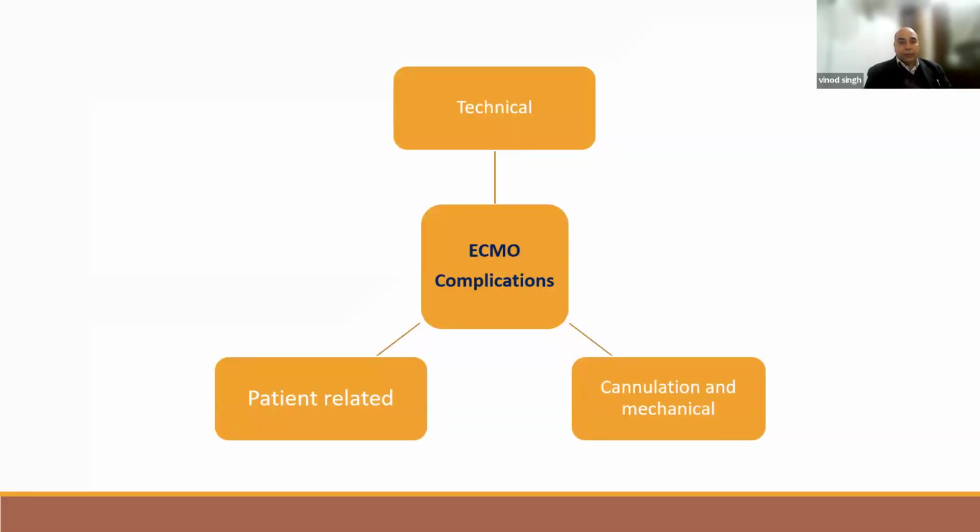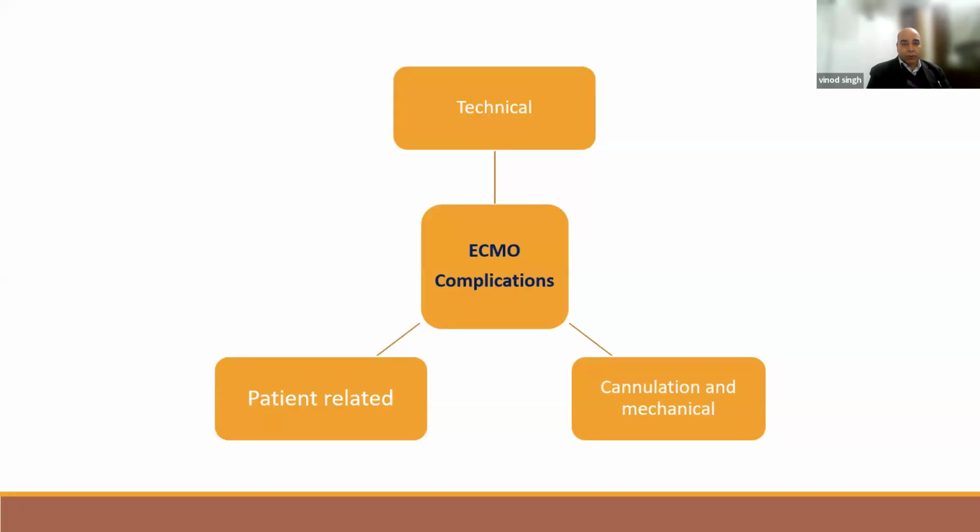Now, try to understand that ECMO complications can be divided into three parts. One is what I'm going to talk about, the patient-related. Patient-related complication means that it is happening because something has happened to the patient. For example, the patient has developed hypoxia. For example, the patient has developed bleeding.